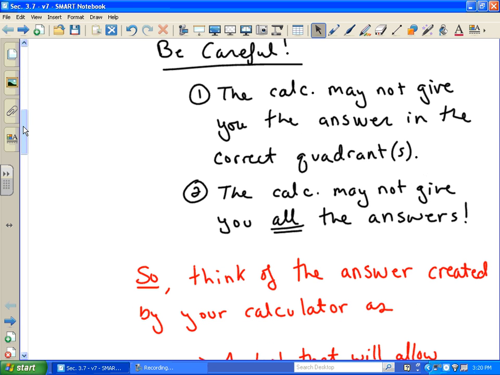Okay, be careful. Like I've mentioned earlier, using your calculator, first of all, the calculator may not give you the answers in the correct quadrants. It might not give you the right answer, and it might not give you all the answers. Okay, your calculator is a tool, and you need to decide how to use it.